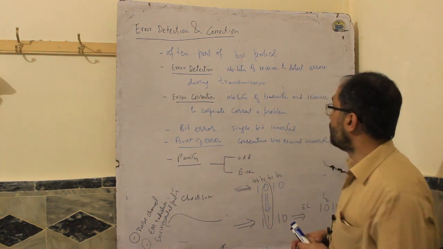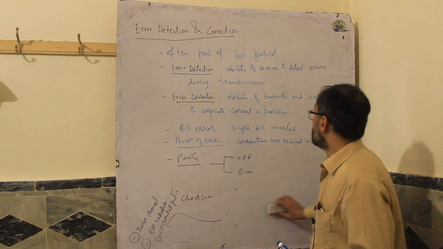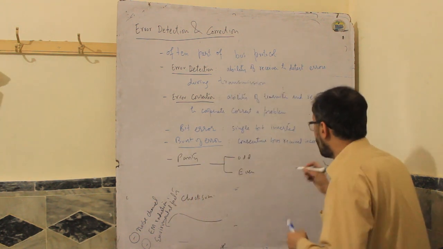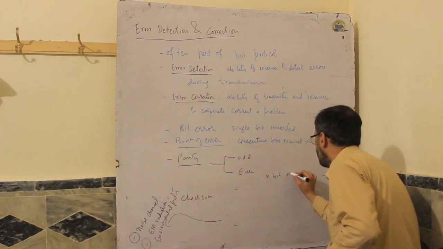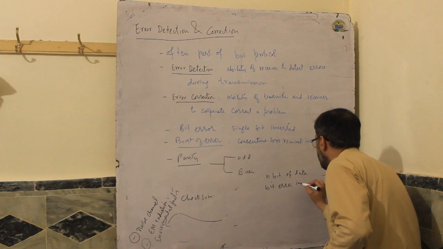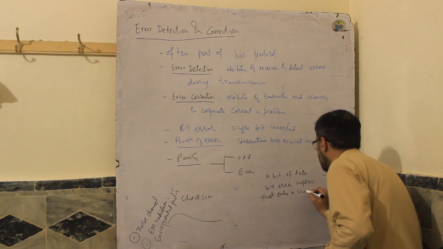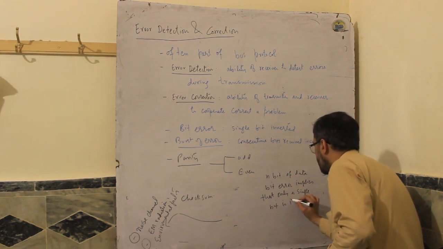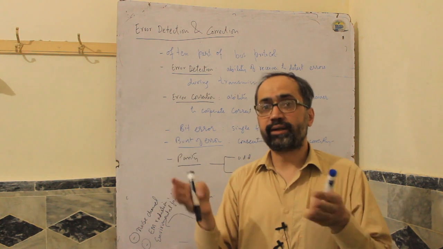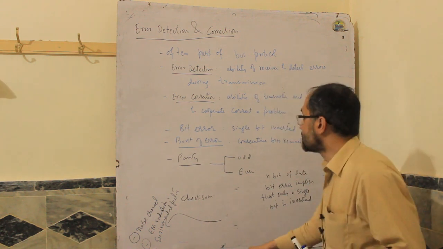There are different types of errors. One is called a bit error. What is a bit error? A bit error means that a single bit of the data is inverted. Let's assume we have n bits of data. Bit error implies that only a single bit is inverted. A single bit being inverted means that if its value is logical 1, it is changed from 1 to 0, or if its value is 0, it is changed from 0 to 1. This is called a bit error.